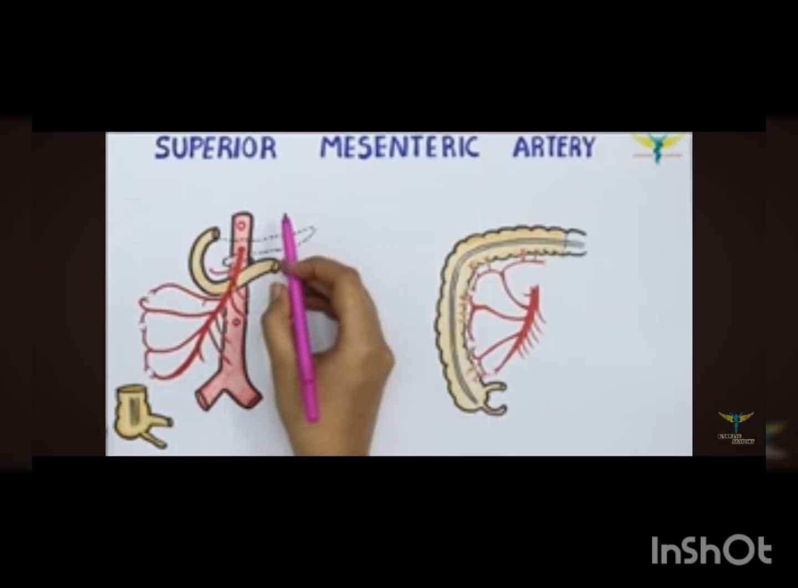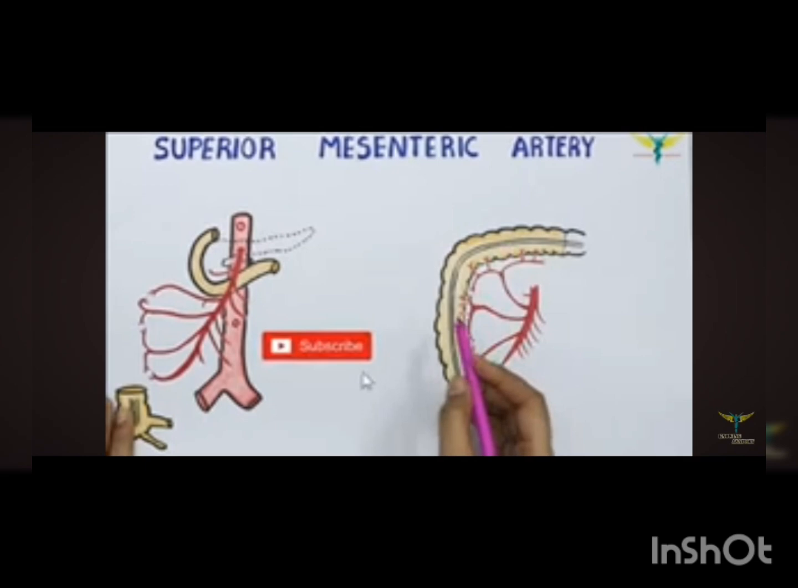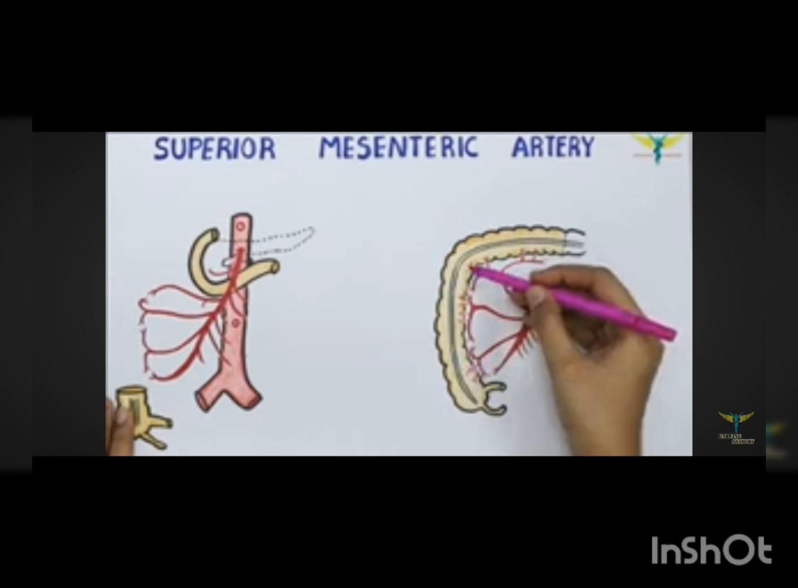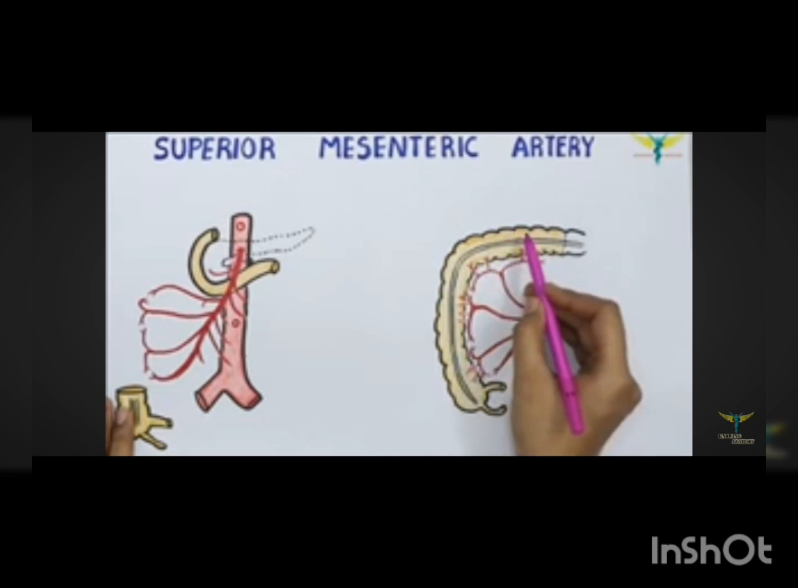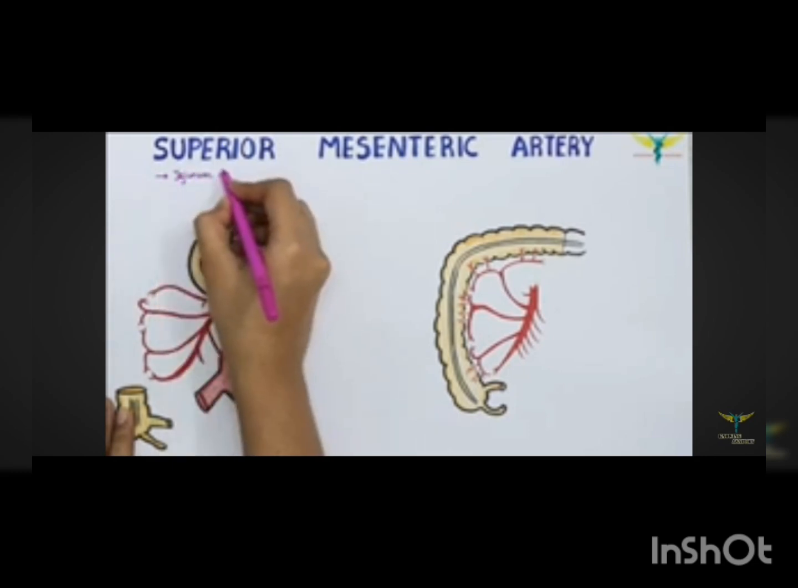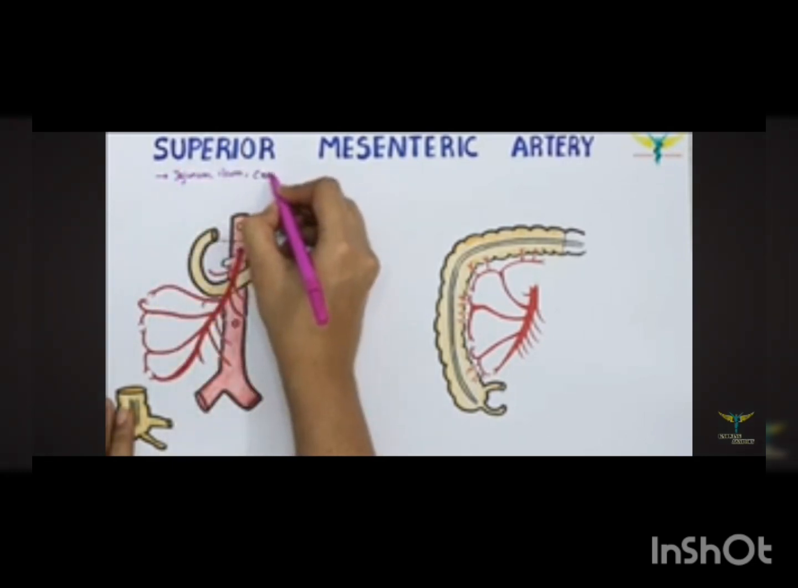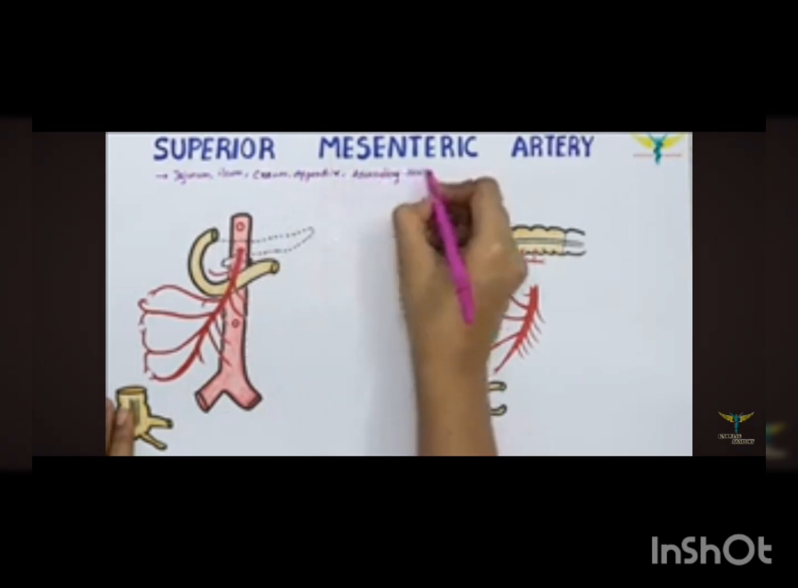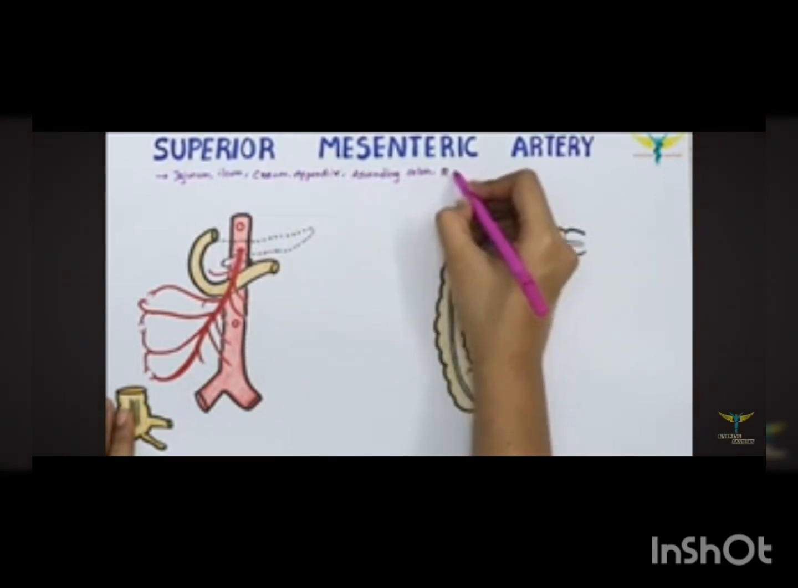Learn about the superior mesenteric artery. The superior mesenteric artery mainly supplies the jejunum, ileum, and the ascending colon up to the right 2/3 of the transverse colon. So it mainly supplies the jejunum, ileum, cecum, appendix, the ascending colon up to the right 2/3 of the transverse colon.